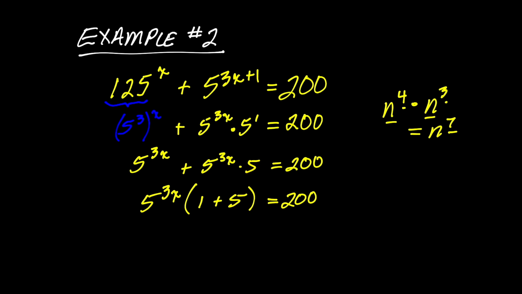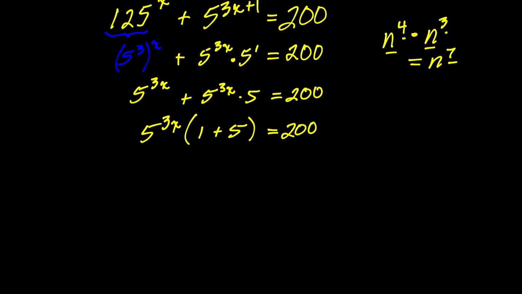So we're using a lot of rules of exponents here. These are exponents, not rules of logarithms. But we're going to take a logarithm here just to solve this. So the first thing I want to do is get rid of this 1 plus 5. 1 plus 5 is 6. So I'm going to divide both sides by 6. We can do that, right?